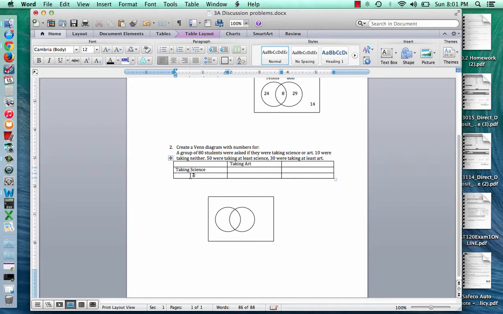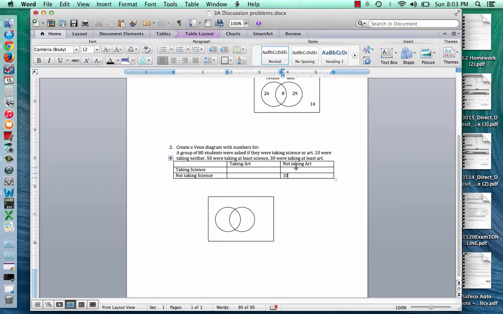So this would be not taking science, and this would be not taking art. Okay, the number that they give us here initially is that 10 were taking neither. So that's not taking science, not taking art. We know that that 10 right there goes right there. Now, from here, let's just try and fill up the rest of this column, not taking art.